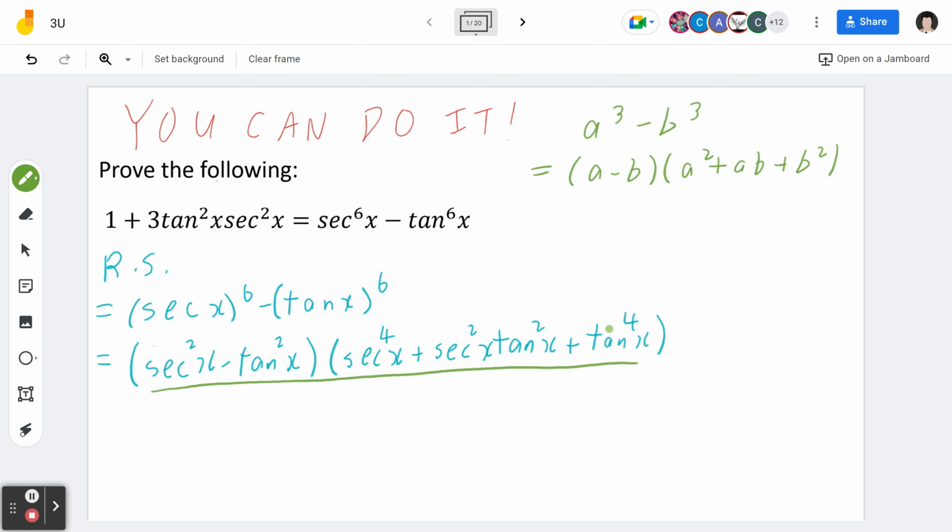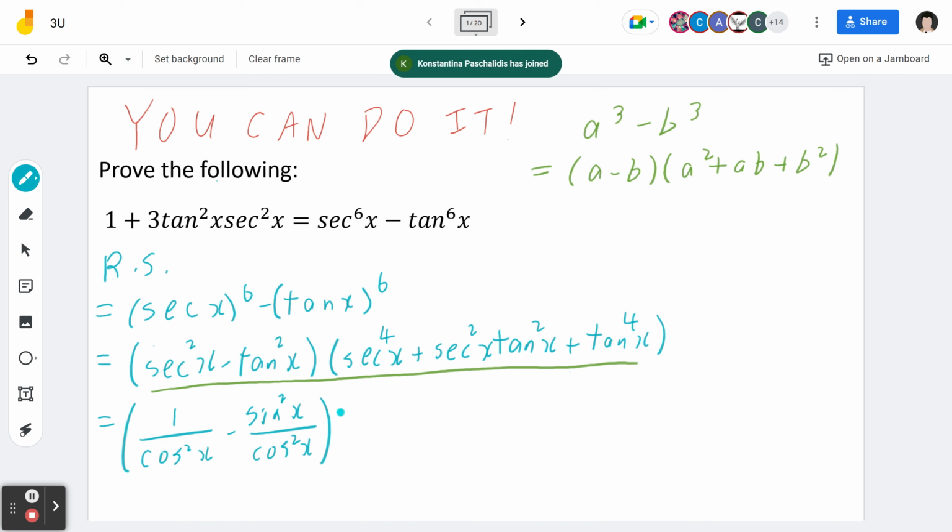Now, as you're doing this, you also want to think about what the first bracket equals. So again, really stick with me here. Secant x is 1 over cosine. So secant x squared is going to be 1 over cosine x squared. And of course, tan x is really sine x over cosine x, which means tan x squared is going to be sine x squared over cos x squared. We're going to put that in brackets.